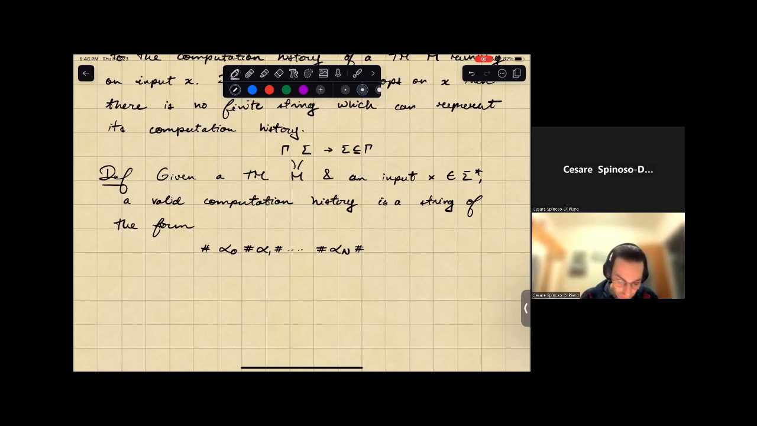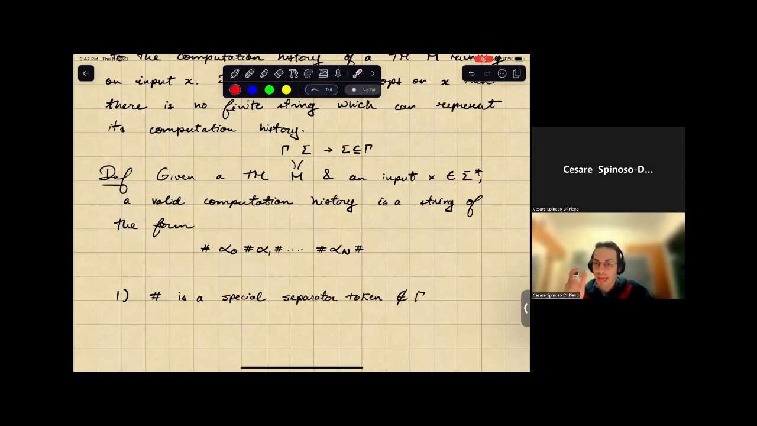So the first one is that this hash, like I said, I talked about this verbally, but written down, the hash is a special separator token, which is not in gamma, right? And it makes sense that it's not in gamma because I just want the hash to be there to separate different instantaneous configurations. So I don't want a hash here because then it's confusing. That means that I'm not quite sure if it's the start of a new IC or if it's just part of the instantaneous configuration. So I said IC for instantaneous configuration, right?